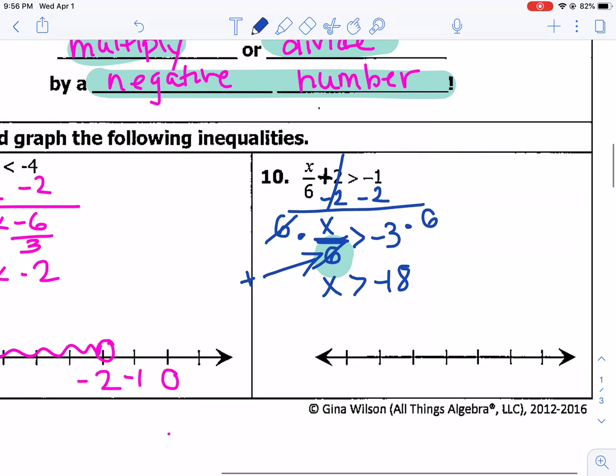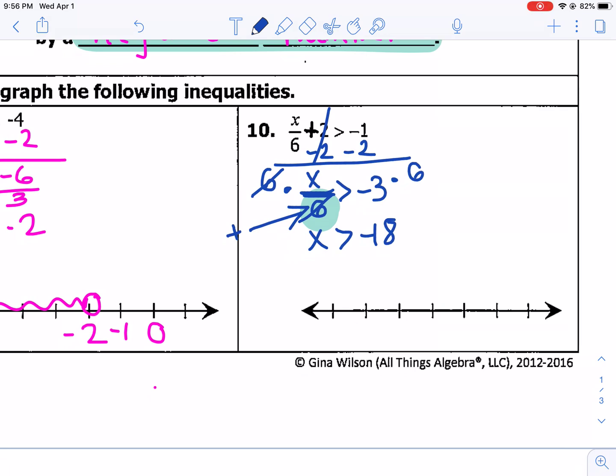When we go to graph, I really care about two numbers here: where -18 is and where 0 is. X is greater than -18, which means all of the solutions that would make that inequality true would be this way. You can test it out. Is 0 greater than negative 18? Absolutely. All right, moving on.